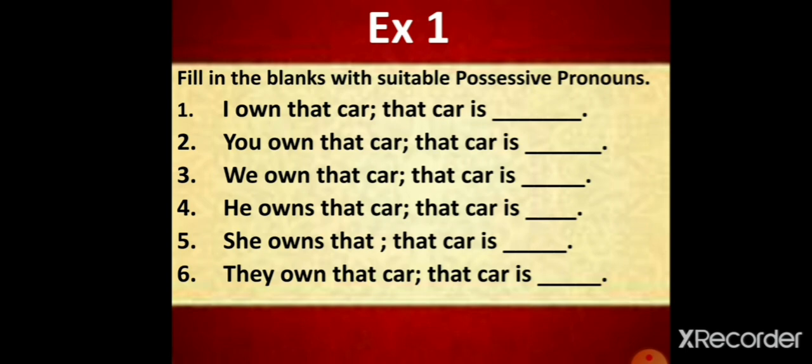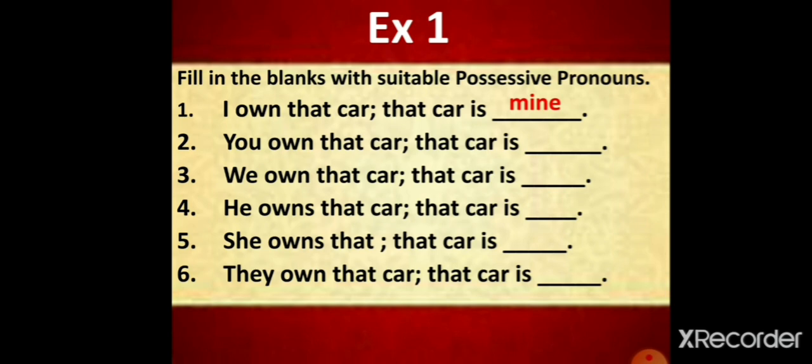I own that car. That car is mine. I own that car. Own means owner होना. मैं उसकी मालकिन हूँ, मैं उसका मालिक हूँ. Like this. I own that car. That car is mine. इसलिए वो कार मेरी है. तो यहाँ पे मैंने my नहीं लिखा. I wrote mine. That car is my.